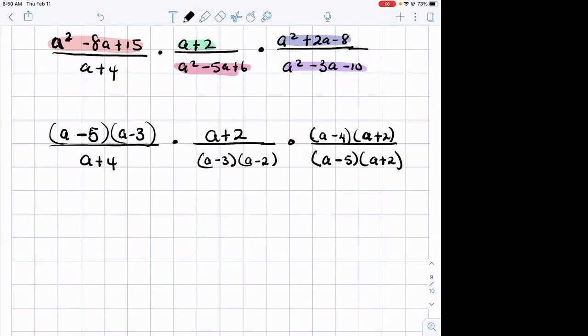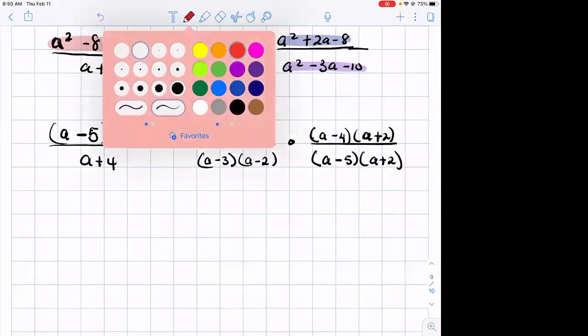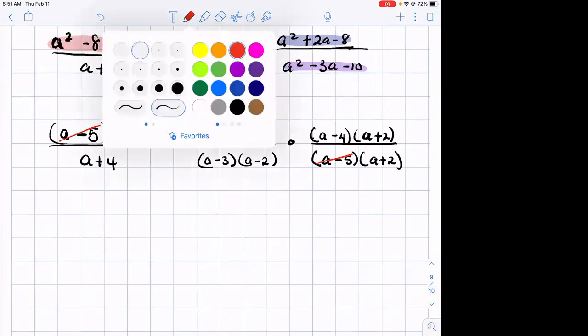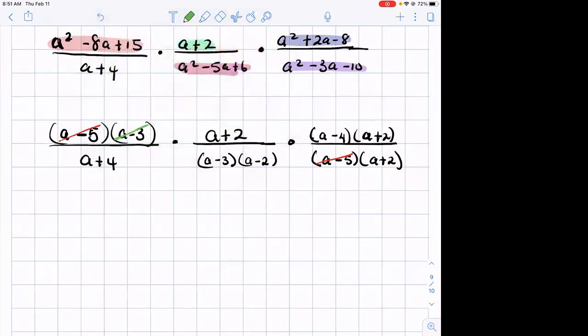So now we reduce. Notice here now, we have an a minus 5 here, which is in the top, and we have an a minus 5 all the way here in the bottom. It doesn't matter how far it is once you simplify a top with a bottom. We also have an a minus 3 and an a minus 3 here.